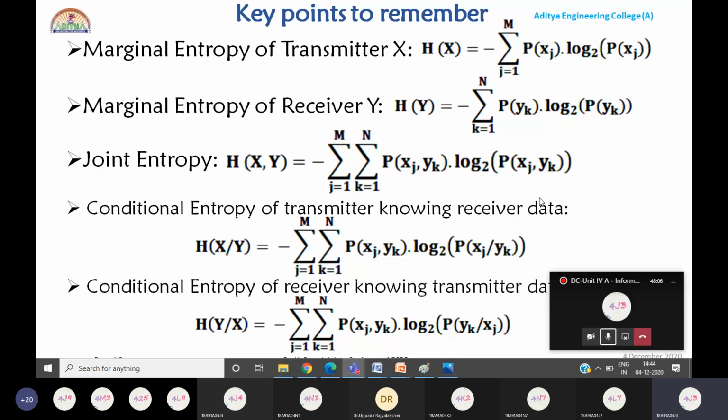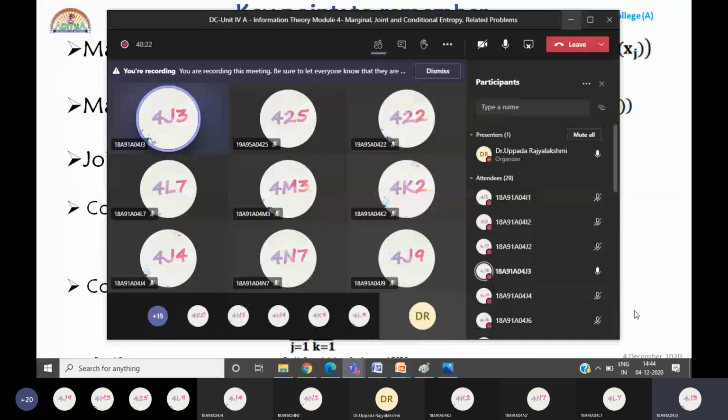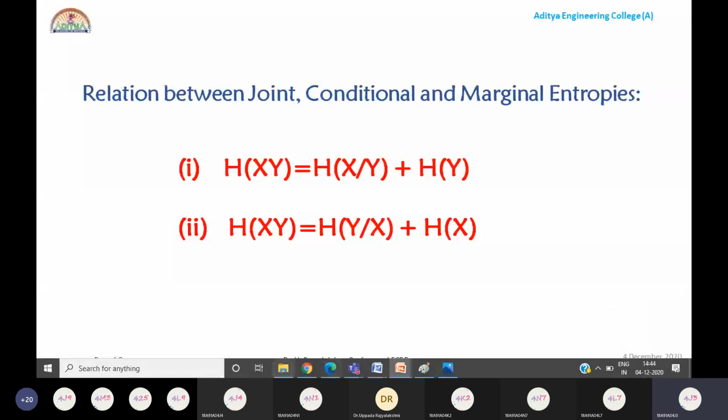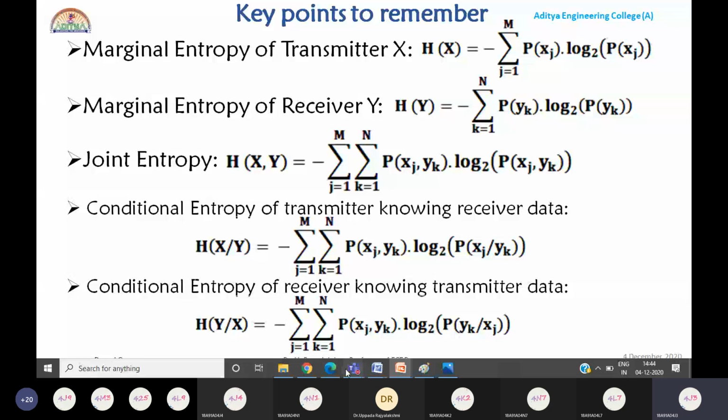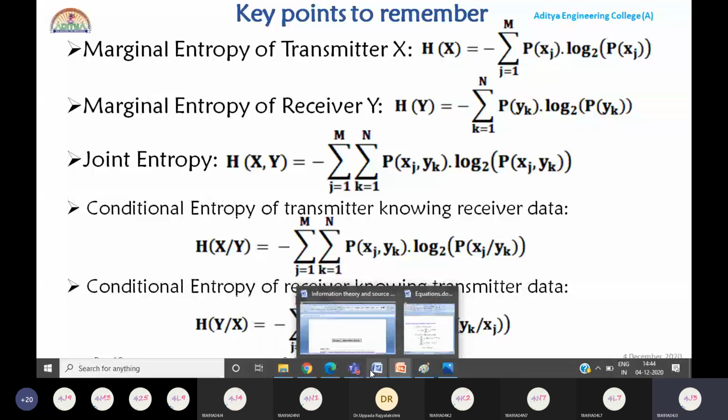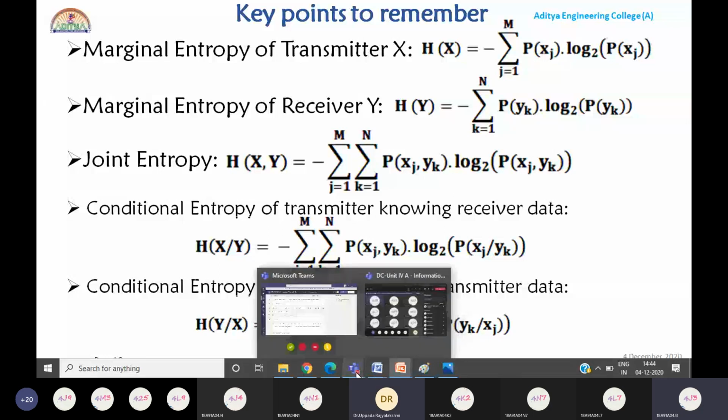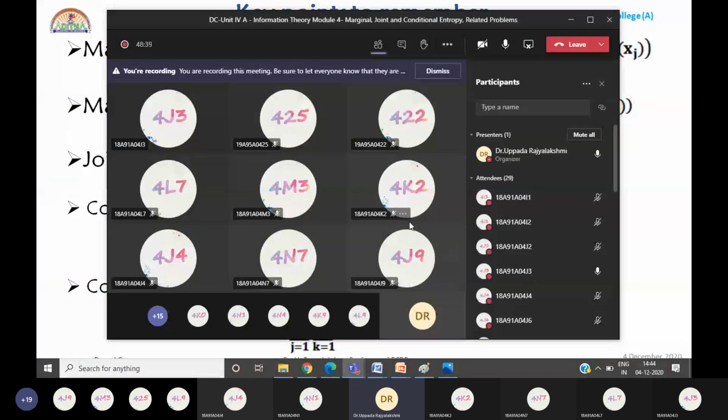Conditional entropy of a receiver knowing the transmitter data is h of y by x equals to minus summation of j equals to 1 to m summation of k equals to 1 to n p of xj comma yk log base 2 p of yk by xj. Okay, my question is, please tell me what is the matrix size of P of xj? What is the matrix size of P of xj?